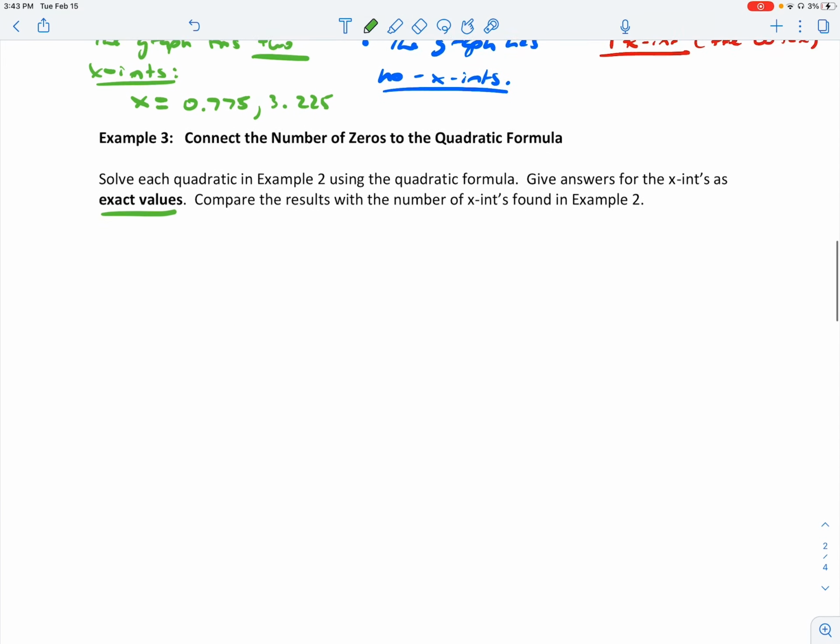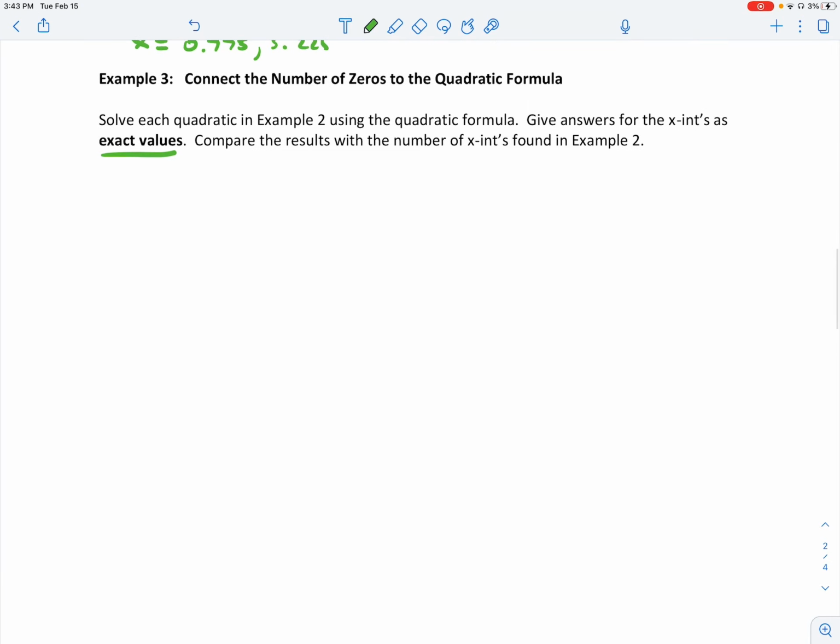All right, now in this next example, example 3, we're going to connect the number of zeros to the quadratic formula. It says here, solve each quadratic in example 2 using the quad formula. Give the answers for the x-intercepts as exact values. This exact value part is kind of new, something we've just started doing in this course, and something we're going to keep doing throughout.